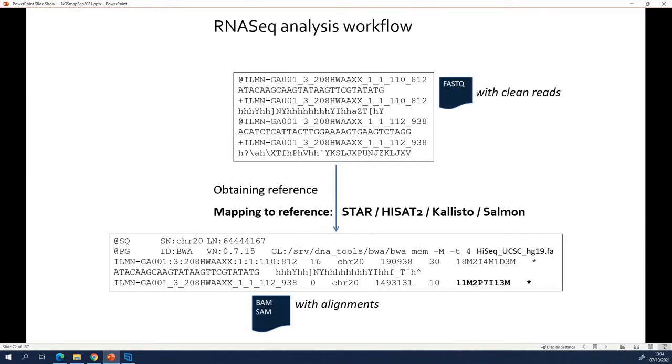Once you have the reference sequence, you can start the mapping. And for mapping RNA-seq reads, there is more choice in mappers than for mapping DNA-seq reads. So these are the most important ones that I listed here. So you have STAR, HISAT2, Kallisto, and Salmon.